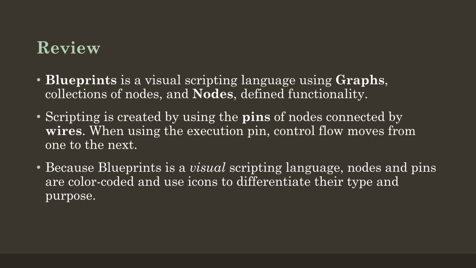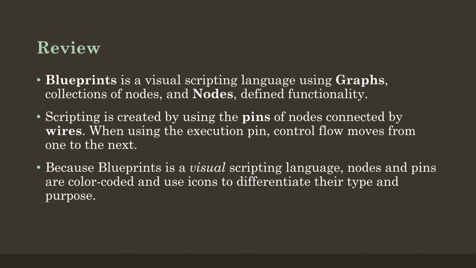Scripting is created using the pins of nodes, input on the left, output on the right, and connected by wires. These are lines between the pins within the graph. When we connect the execution pin of one node to the execution pin of another, we are creating a control flow that moves from one node to the next. This allows us to create a sequence of functionality within graphs.